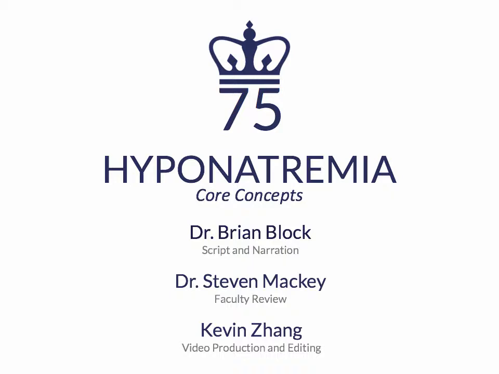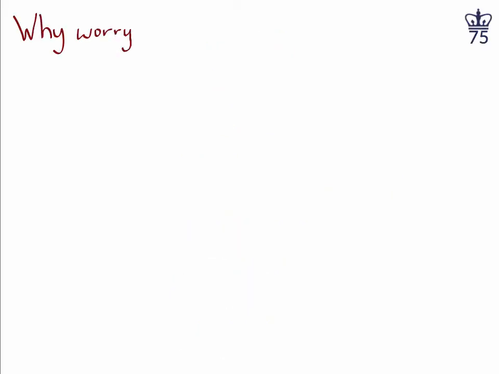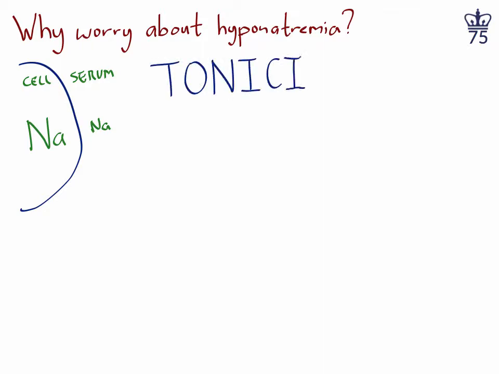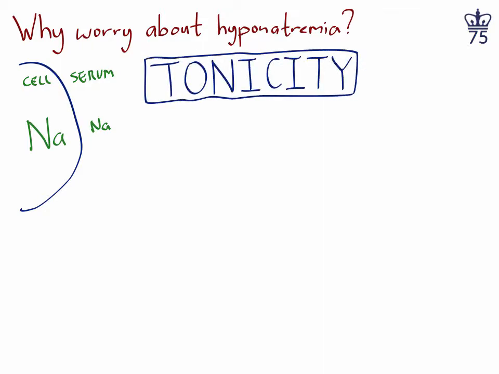Here's Brian. A good place to start is to define, mechanistically, why we worry about hyponatremia. Well, at the cellular level, a low serum sodium concentration is important primarily to the extent that it may indicate decreased serum tonicity. This is because low serum tonicity creates a driving pressure for water to flow from the extracellular space to the intracellular space, which causes cell swelling and dysfunction.